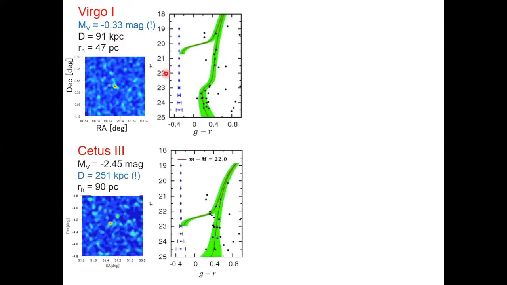Next, we discovered this one in Cetus, so our name is Cetus 3. It's the third of these satellites. And again, these stars follow this isochrone. It's very distant, 250 kiloparsec from the sun, so it's located in the outer part of the halo. And the half-light radius is again around a few tens of parsec.